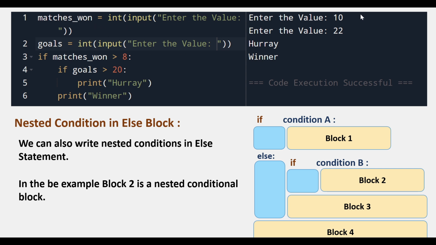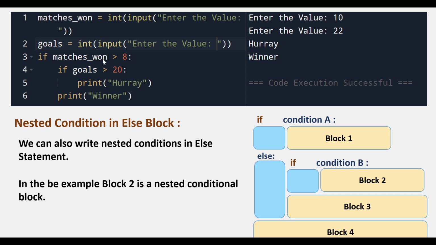Here is one example. Suppose one match happened. In that, I wrote two if conditions. For matches, I give one input, and for goals, I give another input. If matches is more than 8, the matches condition will be satisfied.